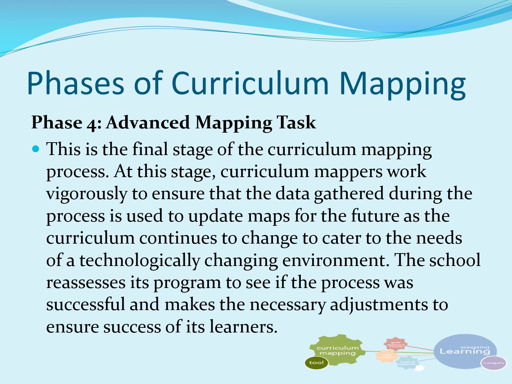Stage 4. The Advanced Mapping Task. This is the final stage of the curriculum mapping process. At this stage, curriculum mappers work vigorously to ensure that the data gathered during the process is used to update maps for the future, as the curriculum continues to change to cater to the needs of a technologically changing environment. The school reassesses its program at this point to see if the process was successful and to make the necessary adjustments to ensure success of its learners.